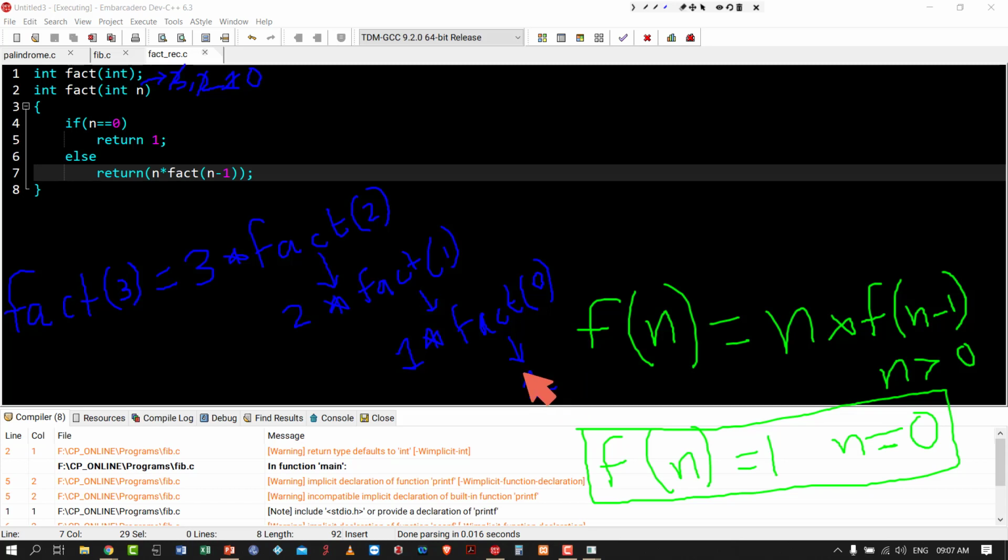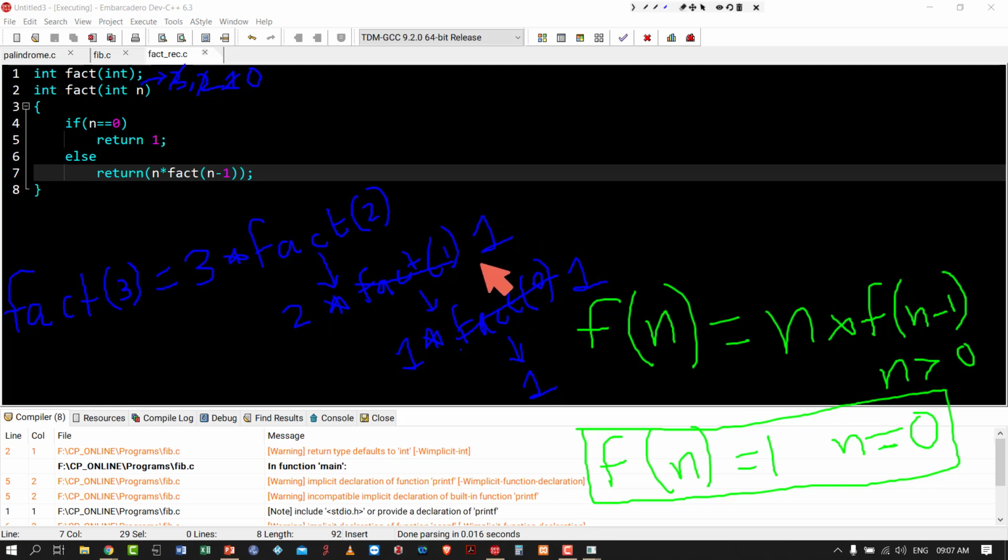Here, how is 1 generated? 1 is generated from the call factorial of 0. So this factorial of 0 will be replaced by 1. So here I have 1 star 1. So who called that one? This factorial of 1, based on this call only I have written this statement. So instead of this factorial of 1, it becomes 1.